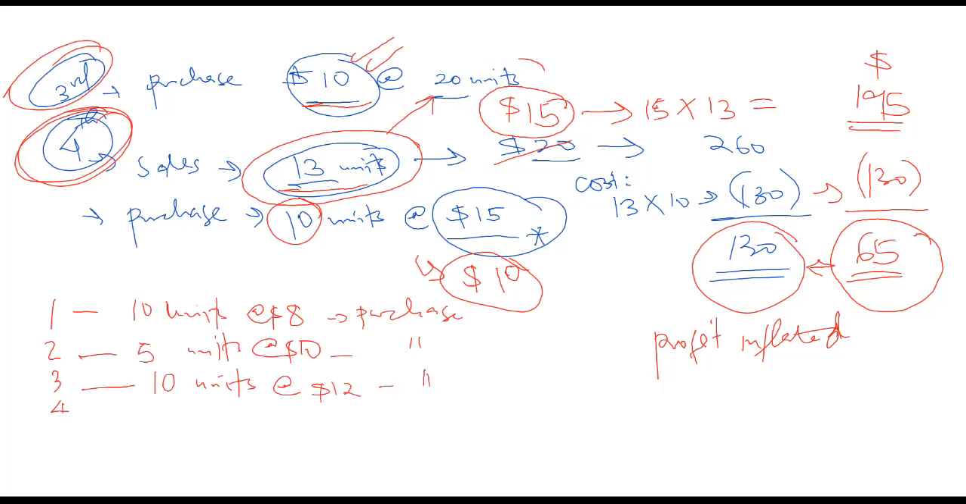On the fourth day, the company makes a sale, and the sale they make is, let's say, 20 items. So they make a sale of 20 items. So the question is, what's the cost of these 20 items that the company has sold on the fourth day? If you were to use the first in, first out method, let's do the analysis.